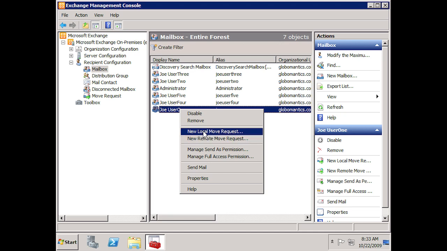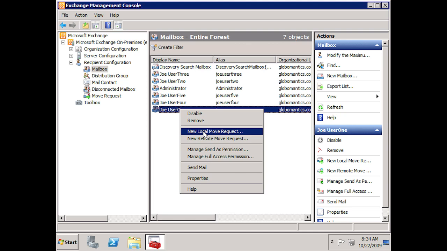Local moves include moves within the Exchange organization itself. So that might include moving mailboxes from one database to another on the same Exchange server, or over to another Exchange server. And it will also include moving mailboxes from one Exchange server in the organization, for example, in our case, the Exchange 2007 server, over to the Exchange 2010 server. So it doesn't actually make a big deal out of the fact that we're performing a transition. It's simply about moving the mailbox.